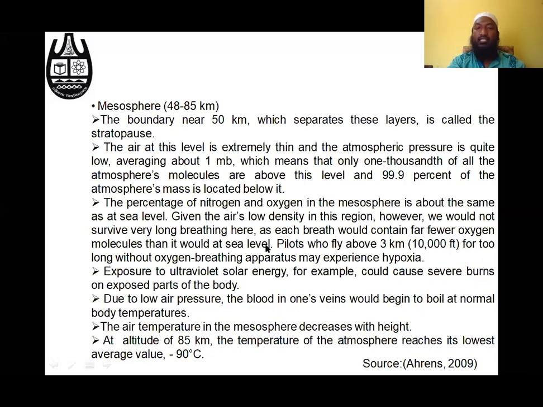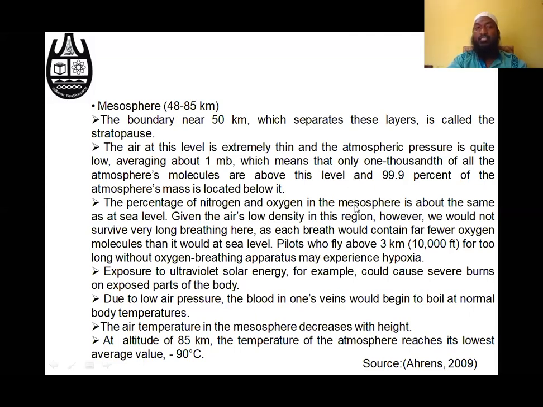Another important thing is that pilots who fly a few kilometers up sometimes lack oxygen, because as we said, if you go to the top, the number of molecules is minimal. Then pilots need an artificial supply of oxygen. Not only pilots, but also anyone who wants to go there needs extra facilities for oxygen.